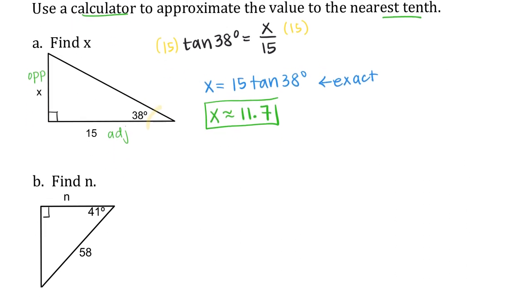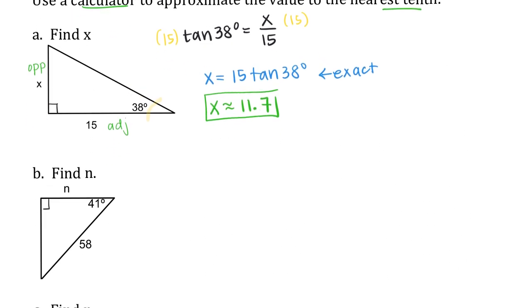Okay, let's look at B. B says to find n. Again, start with what you're given. I'm given this angle, so I might as well use it. The two sides that are marked are this one and this one. So what is 58? 58 is definitely the hypotenuse. And then n is on the adjacent side. So I want to use the trig function that uses adjacent and hypotenuse. That's going to be cosine. So the cosine of 41 degrees is adjacent over hypotenuse.